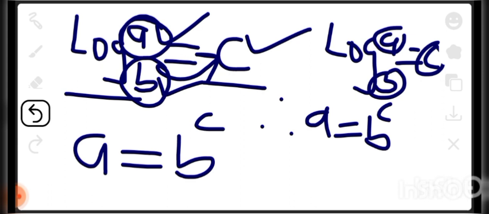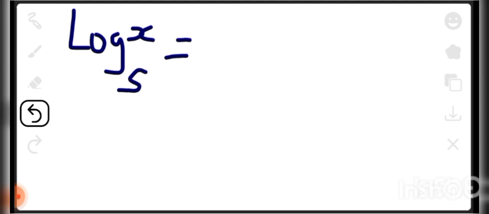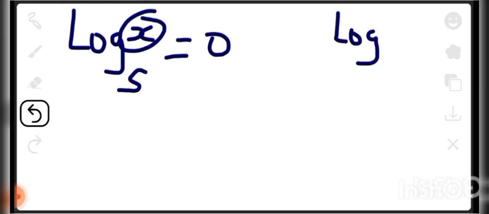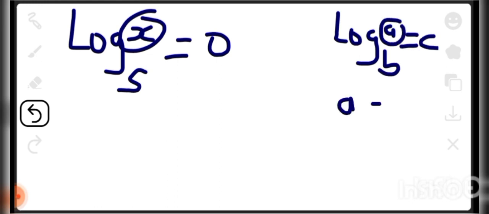So let's say we have something like this. Now let's say we have log x to base 5 is equal to 0. What will be x? Remember the rule. If you have log A to base B equal to C, what you have here, which is A, must be equal to what you have here, which is B, raised to power what you have here, which is C.